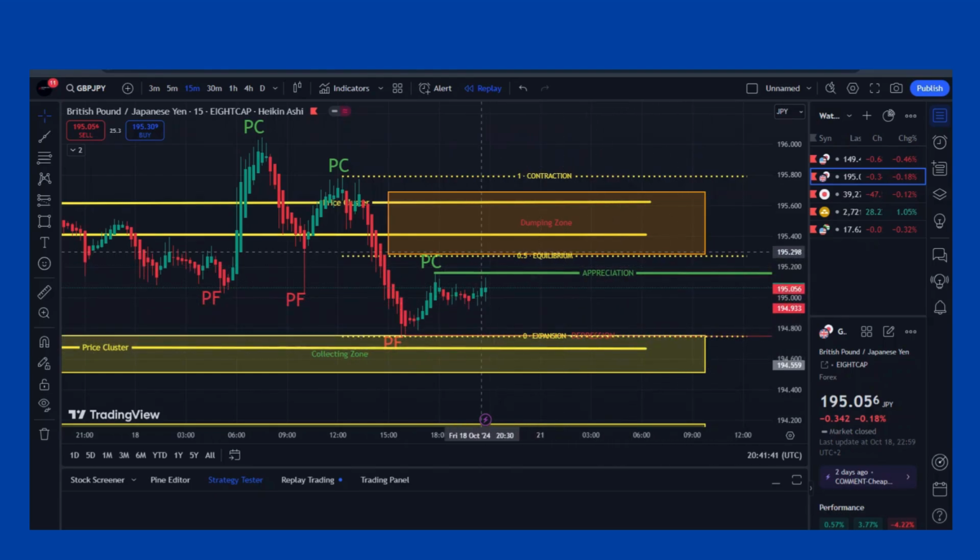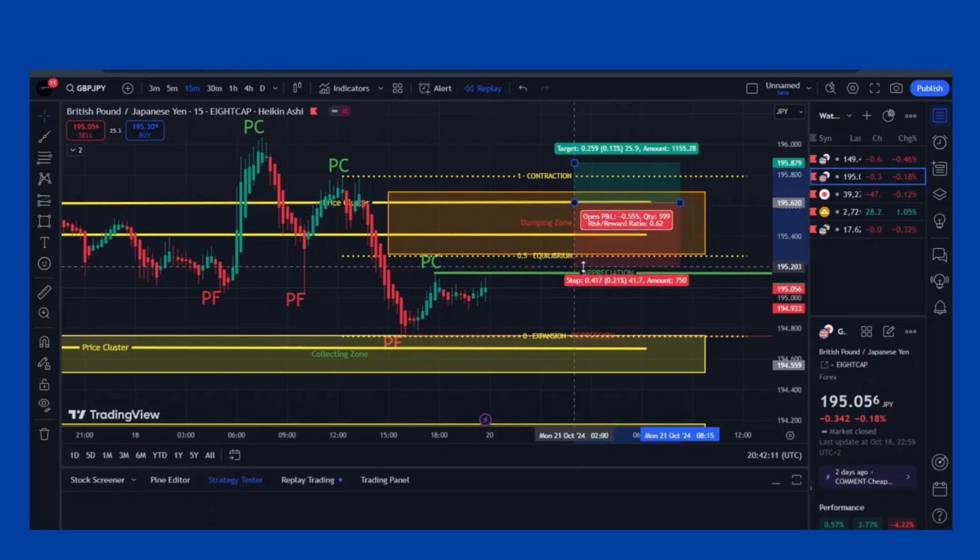So if the price is within the expansion zone, I'm looking for a buy, but I need the confirmation first. The confirmation will be the price breaking the appreciation level, testing the dumping zone, breaking the dumping zone, coming back down, retesting the price cluster, then going in the upward direction. And that will be my entry for next week. I'll be looking for something like this.